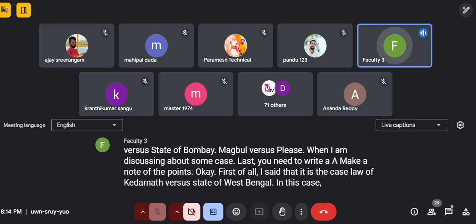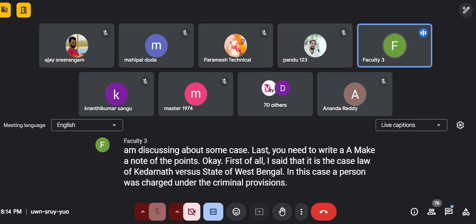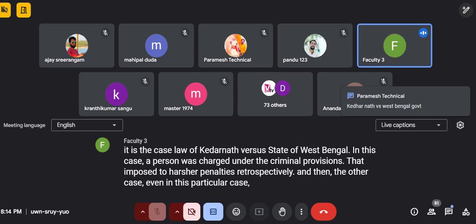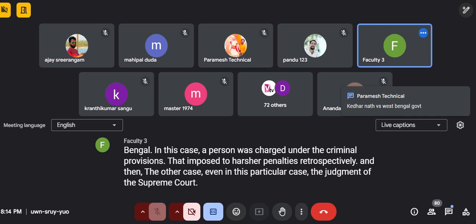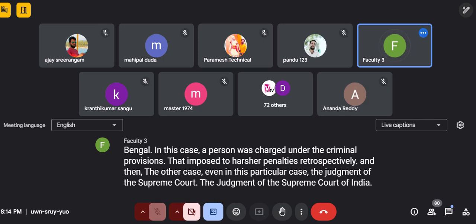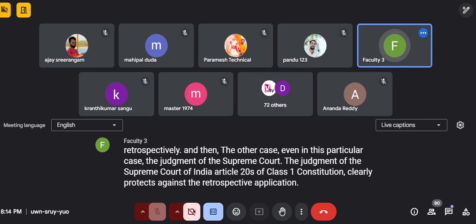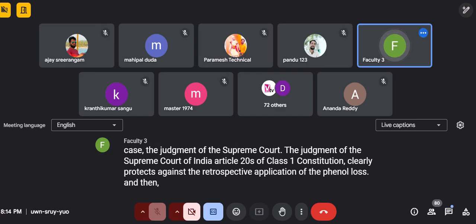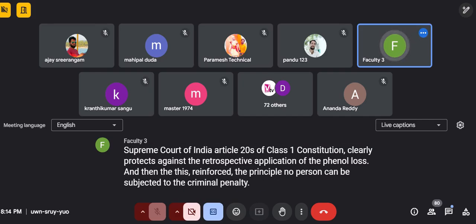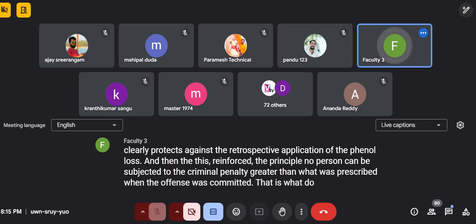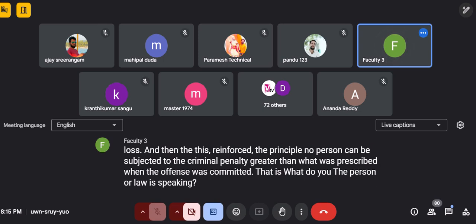In this case, a person was charged under criminal provisions that imposed harsher penalties retrospectively. In the judgment of the Supreme Court of India, Article 20, sub-clause 1 of the Constitution clearly protects against the retrospective application of penal laws. This reinforced the principle that no person can be subjected to a criminal penalty greater than what was prescribed when the offense was committed.